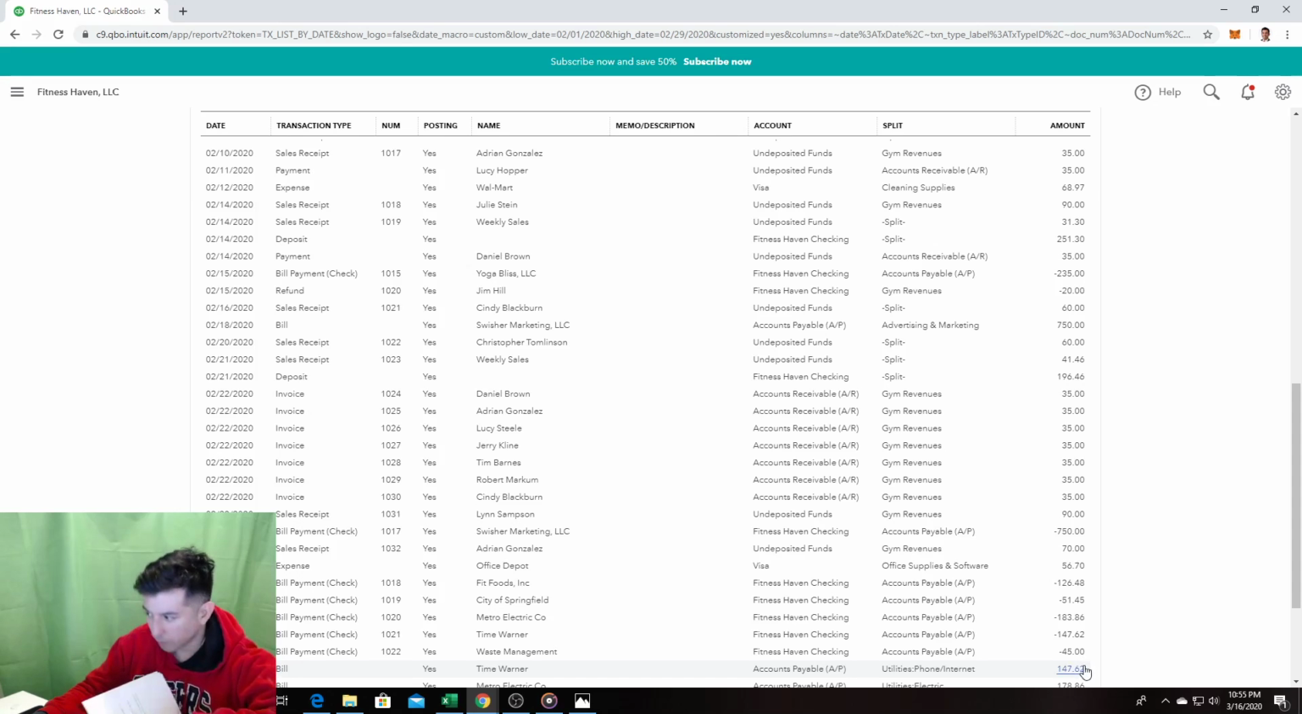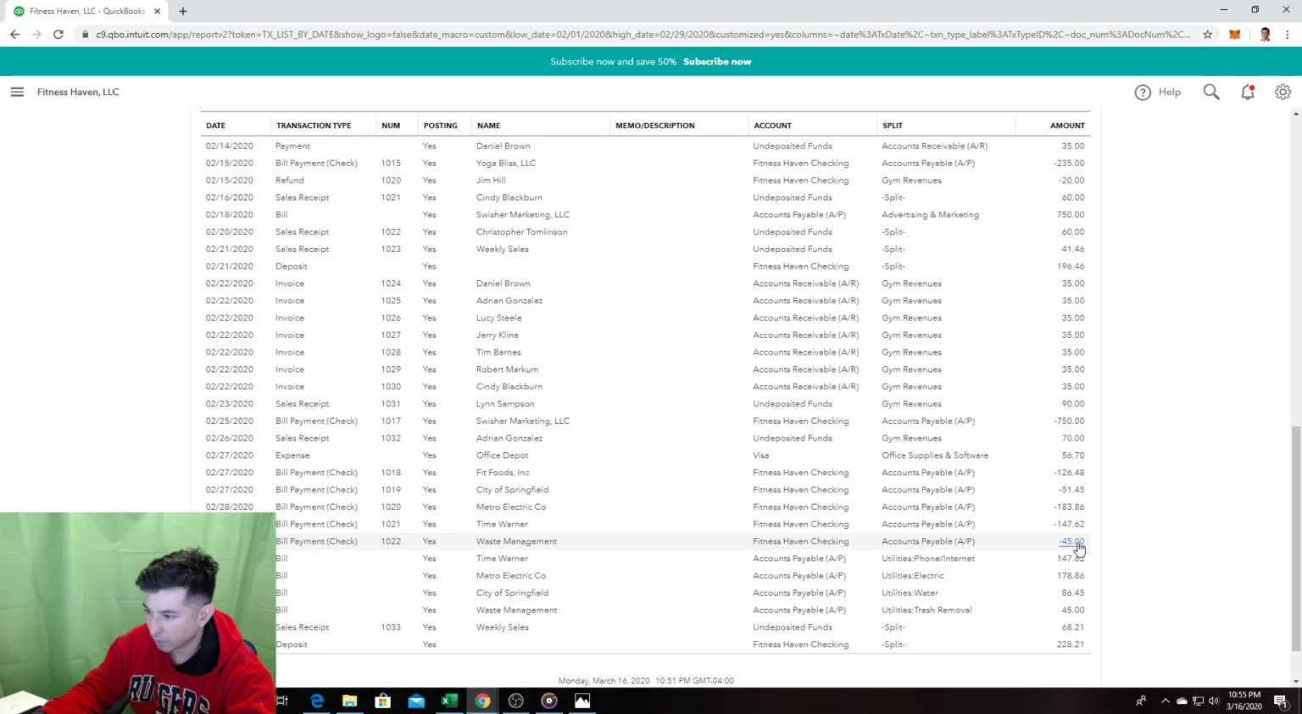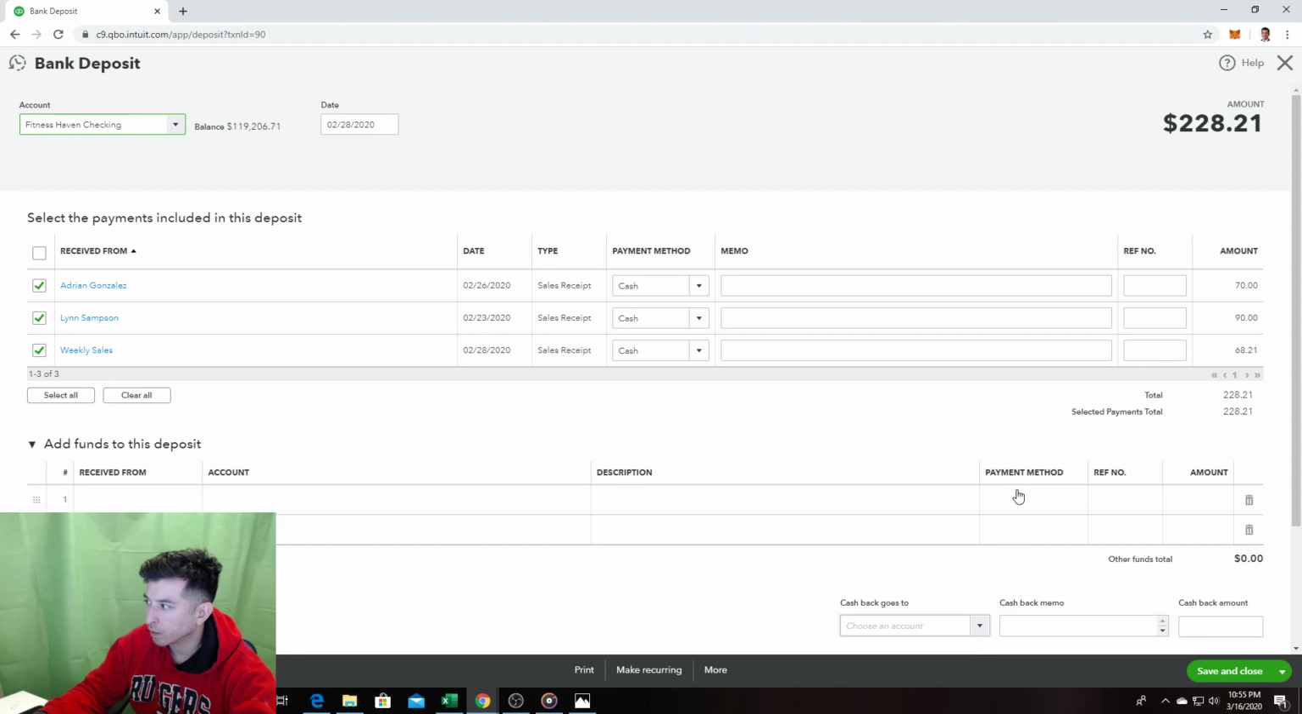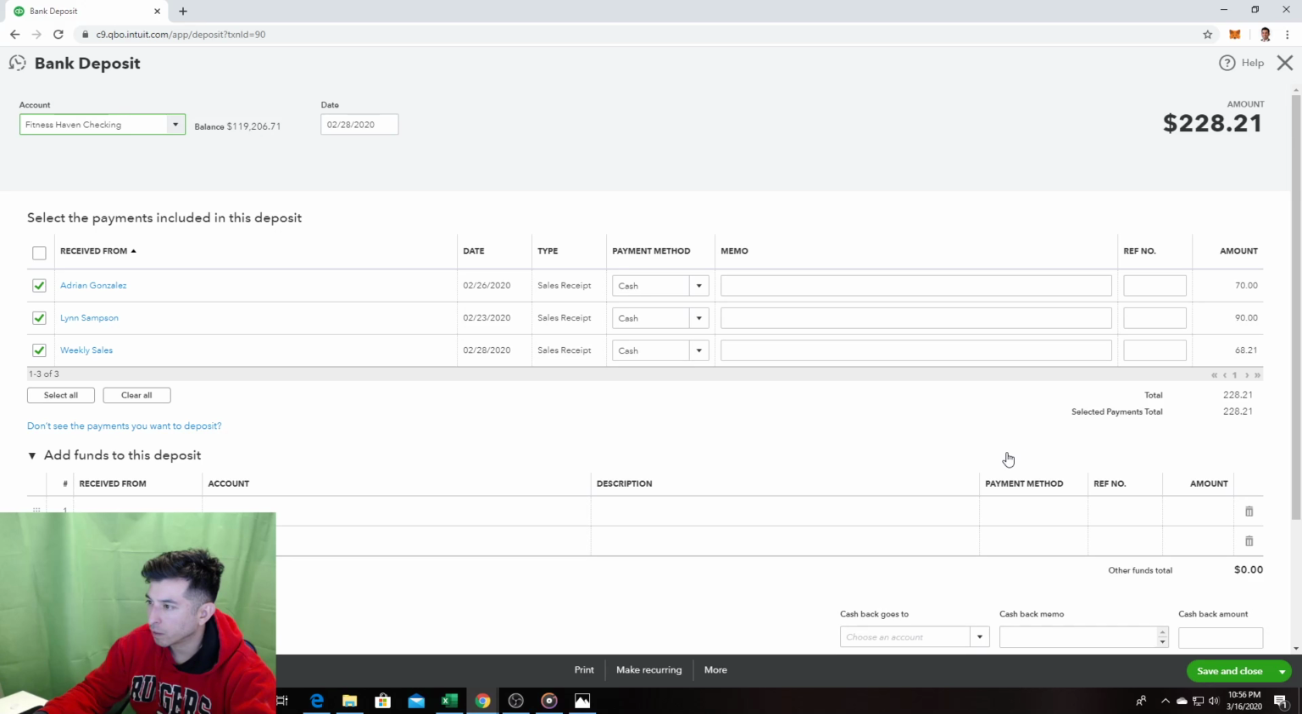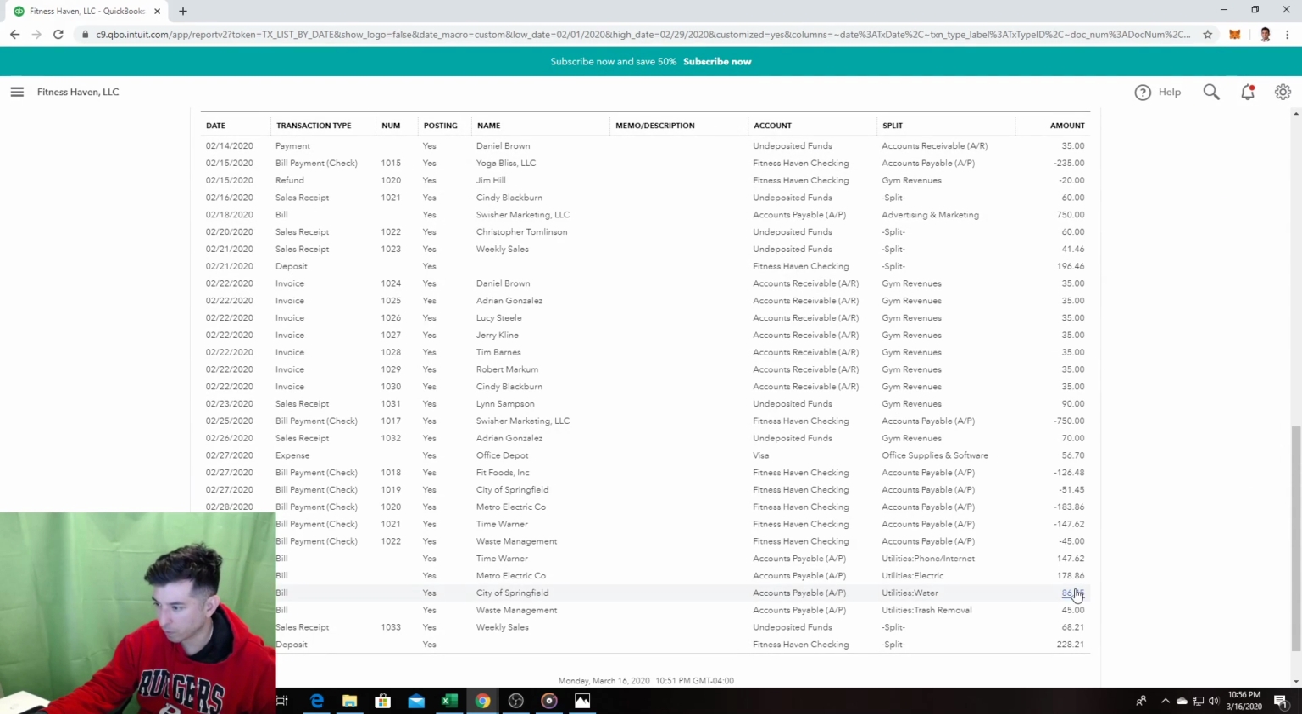Alright, here we're missing something. 126.48. I think it's split into here. So it's in here. No, it's not in there. $70, 90, 228. Deposit. Oh, that's going to be a deposit. Sales receipt. Okay, 45 we got. 645 we got. 128.86 we got. 47.62 we got.